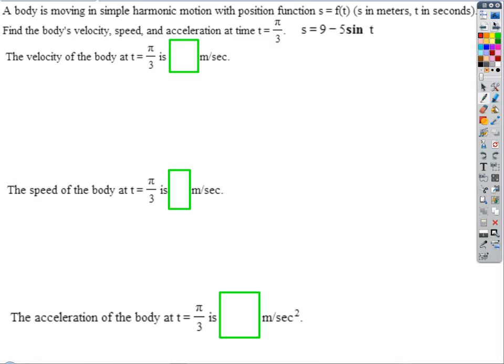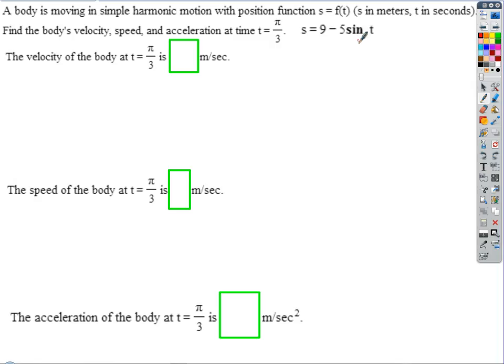Simple harmonic motion, yay or nay? Yay, okay. So here's our position function. And by the way, the reason this is simple harmonic motion is because it's repetitive, right? s equals 9 minus 5 sine t.